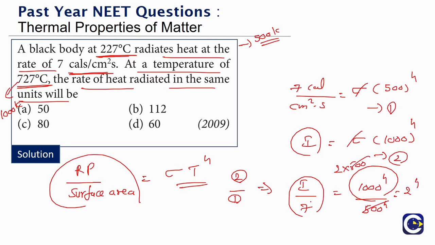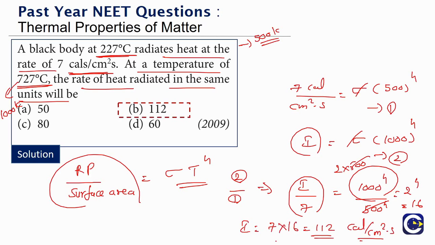We will just be having 2 power 4. 2 power 4 is what? 16. So I will be equal to 7 into 16. That will be nothing but 112. Units will be the same, calorie per centimeter square into second. So what is the answer? In the second case, the radiation heat emitted by the black body will be equal to 112 calories per centimeter square into second.